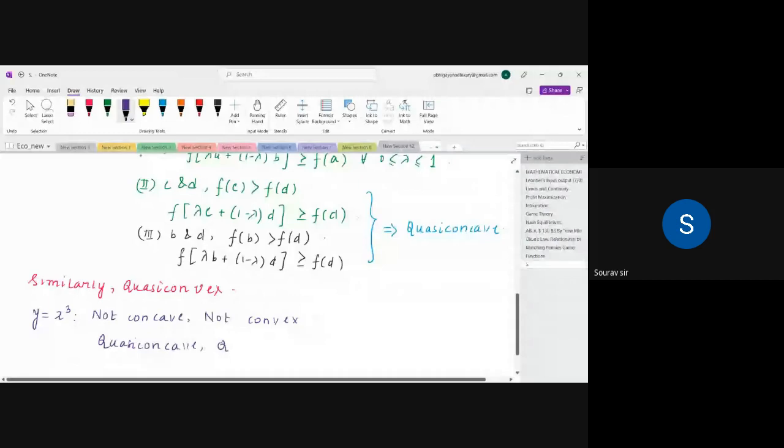All right. So let's move on. Let me take two other most common examples. The exponential function and the logarithmic function. Okay. Let's draw the two graphs that will help us to understand this better.